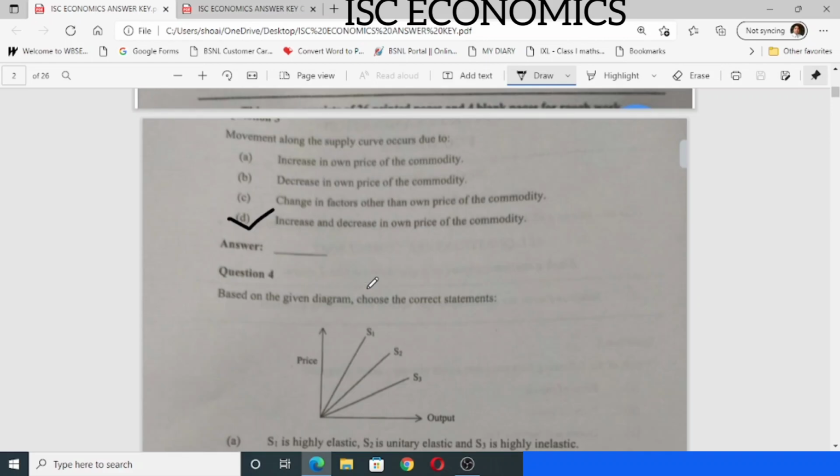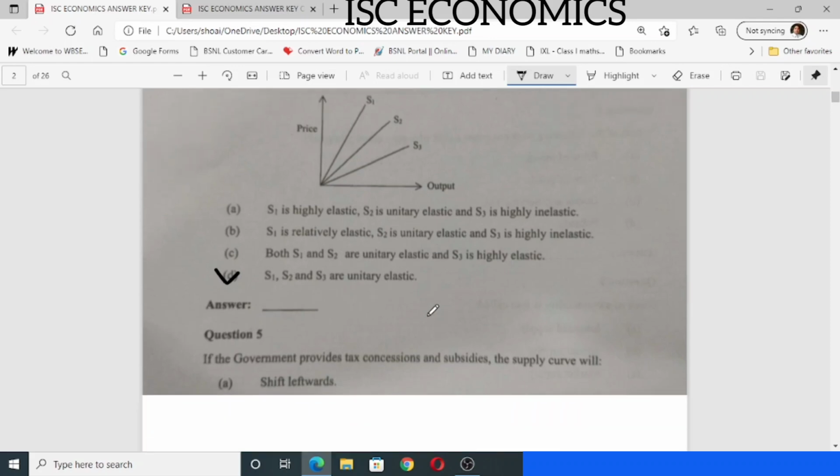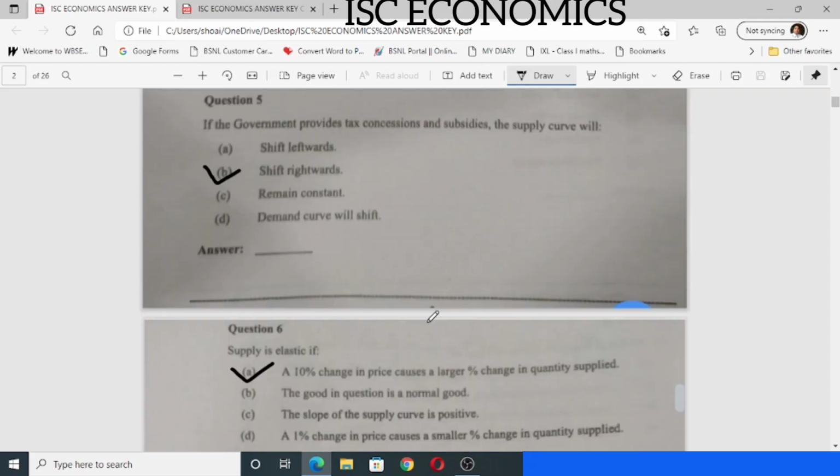Then question number 3, we have option D, increase and decrease in own price of the commodity. Question number 4, D is the correct answer. You can read it also. I'll scroll it slowly so that it will be enough for you to read. Now let us move to question number 5. If the government provides tax concession and subsidies, the supply curve will be B, shifting to the right.